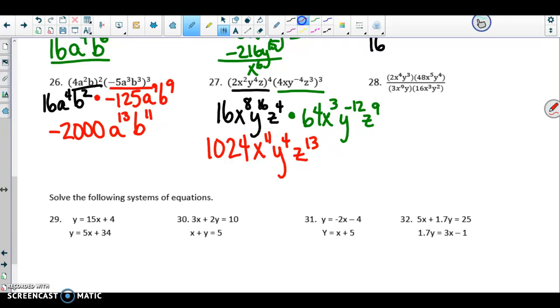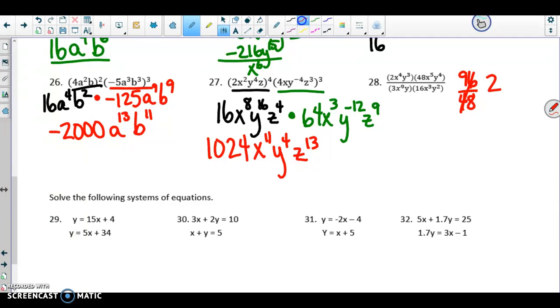Okay, so I'm only going to look at the numbers on this one to start with. I have a 2, and a 48, a 3, and a 16. If I multiply those, I end up with 96 on top and 48 on the bottom. But those actually would simplify down to just 2, because 48 goes into 96 twice. So really my numerical part with the 2, the 48, the 3, and the 16 simplifies to 2.